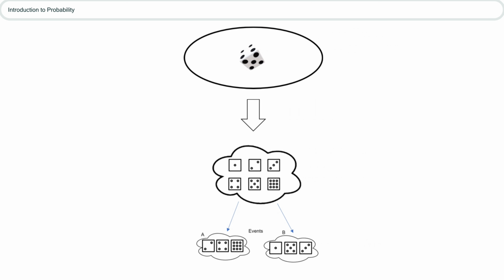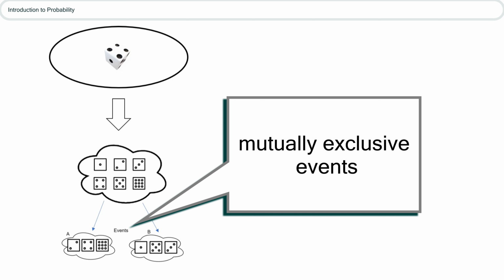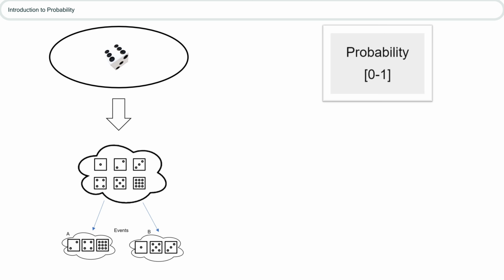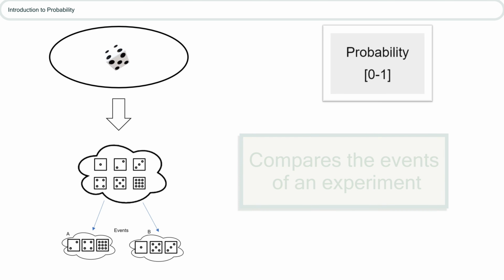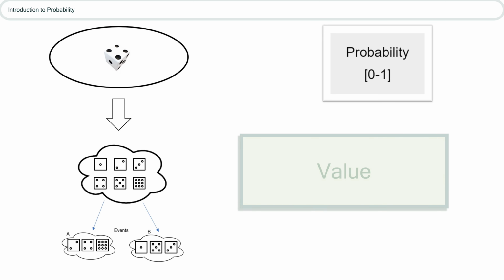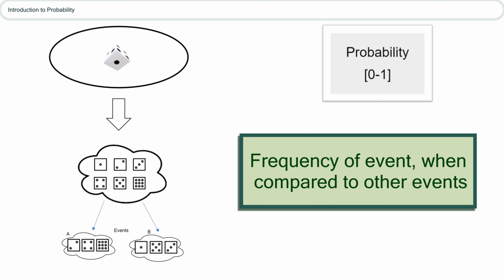When events do not contain repeating elements between them, we say they are mutually exclusive events. A probability is a number between 0 and 1. It compares the events of an experiment, and assigns every event a value. This value represents the frequency at which this event will occur when compared to the other events.